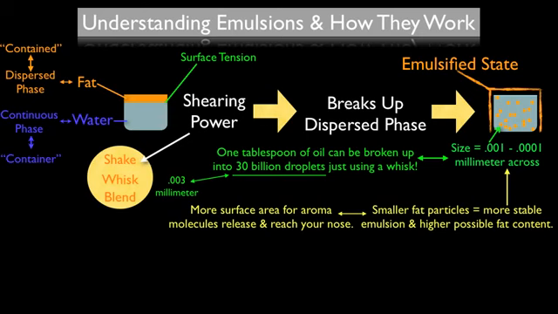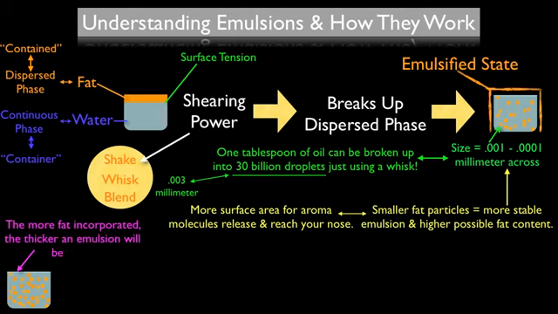Now, you can take this concept too far. There is a law of diminishing returns, because what happens is, you have your emulsified state here down in your bottom left-hand corner of your screen, and the more fat you add, the thicker the emulsification will become, right? But for the most part, in most applications, the volume of the dispersed phase should not exceed 3 times the volume of the continuous phase.